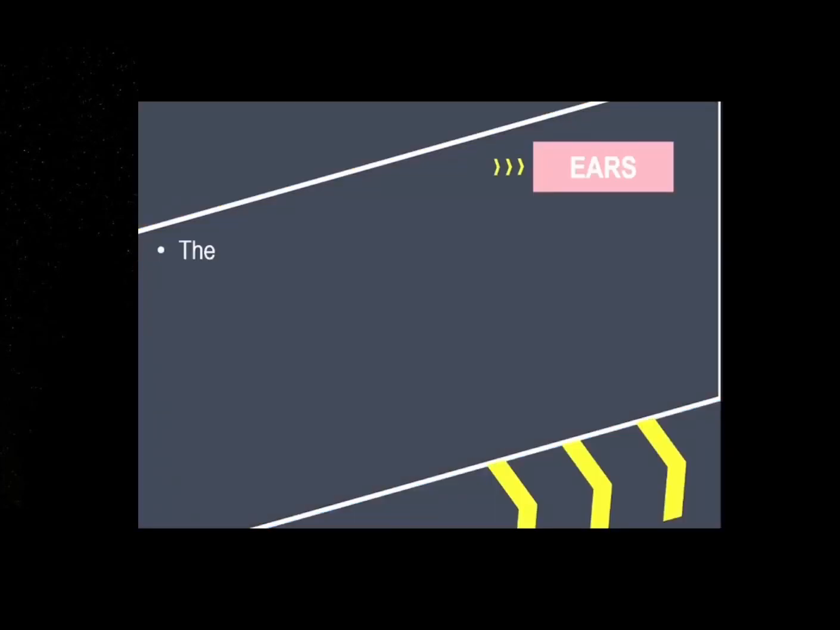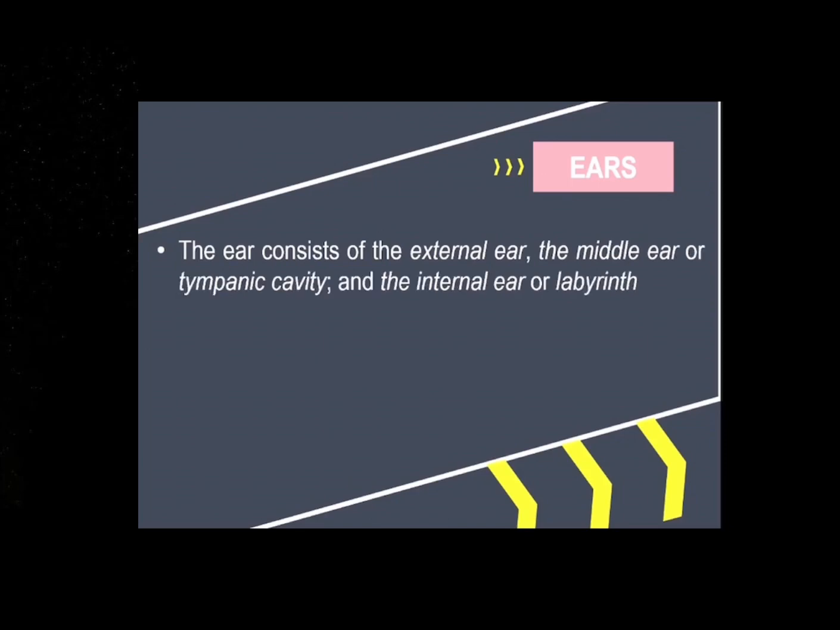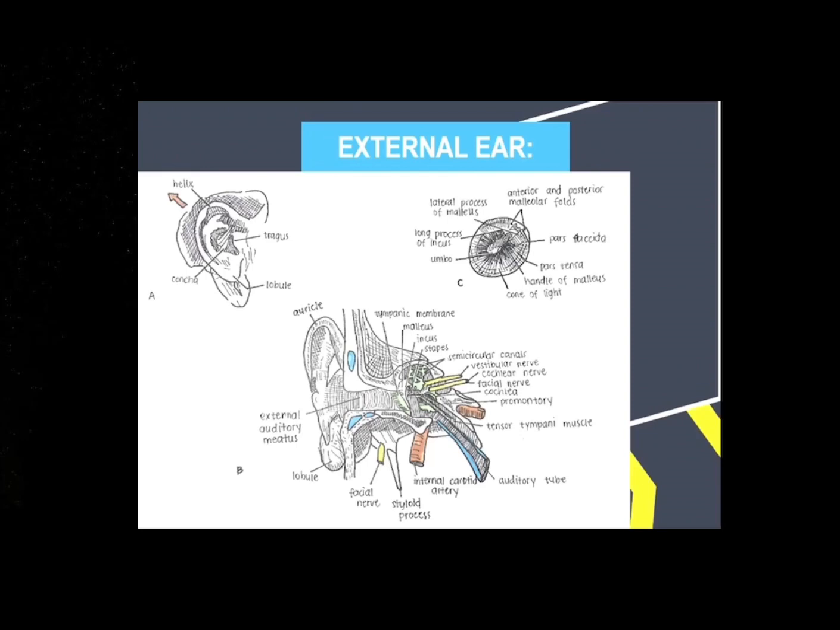The ear consists of the external ear, the middle ear or tympanic cavity, and the internal ear or the labyrinth, which contains the organs of hearing and balance. The external ear has an auricle and external auditory meatus. The auricle has a characteristic shape and collects air vibrations.